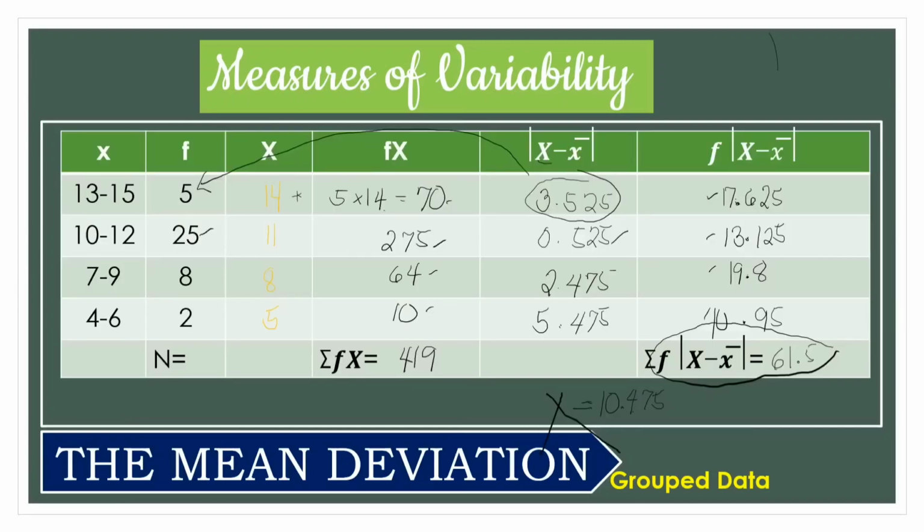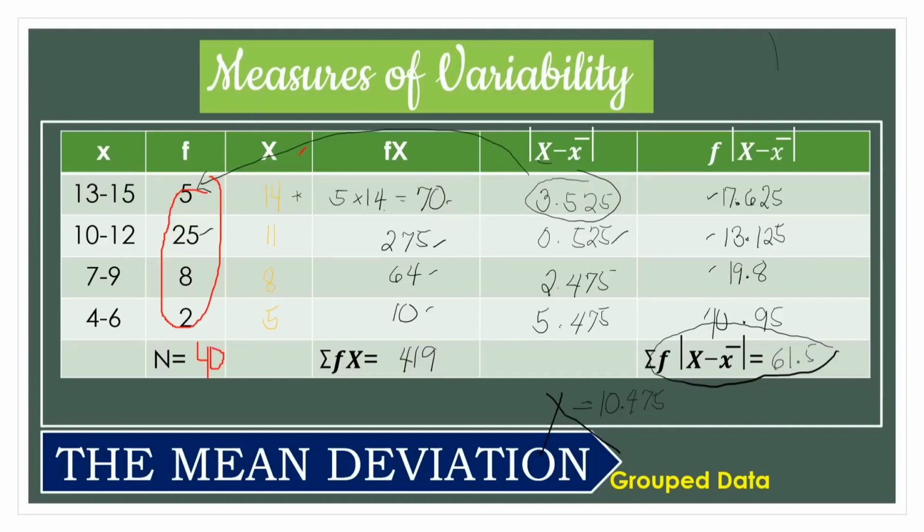Following our steps, we have here our expanded table. We have the given values of x and then the frequencies. Our intervals are 13 to 15, 10 to 12, 7 to 9, and 4 to 6, and here are the frequencies. From those frequencies, we add them all to get the value of n. 5 plus 25 is 30, plus 8 plus 2, equals 40. So the value of n is 40.